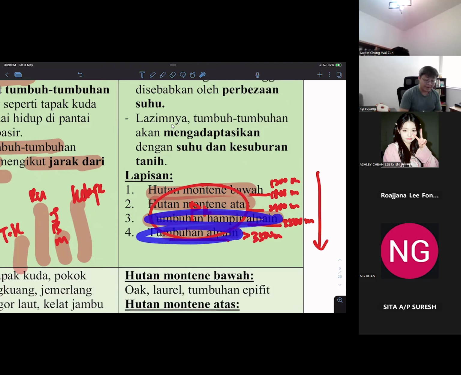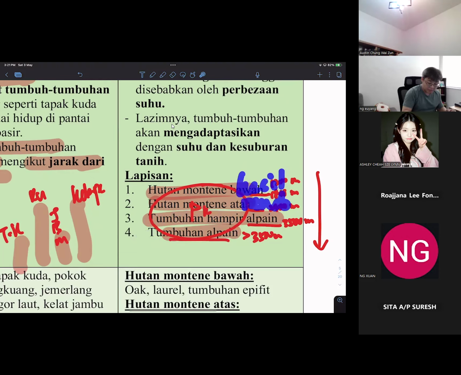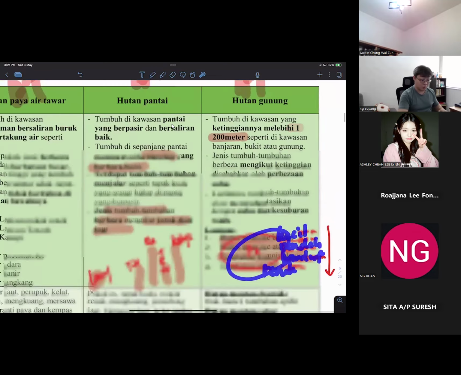So this is tumbuhan alpine. The lumut and kerdil is reddish. Understand? So this is your pokok kecil, pokok rendah. This is kecil. Okay, so this tumbuh-tumbuhan yang rendah, followed by pendek, and then the last one is your kerdil. So this is your hutan gunung.